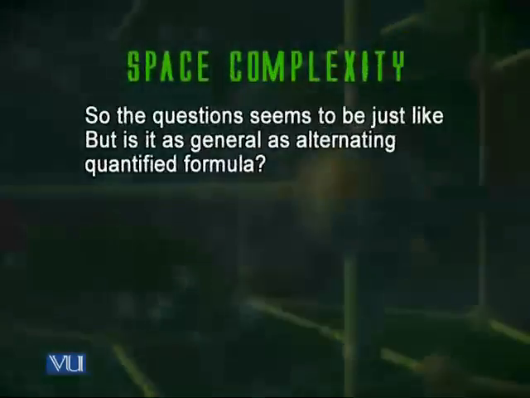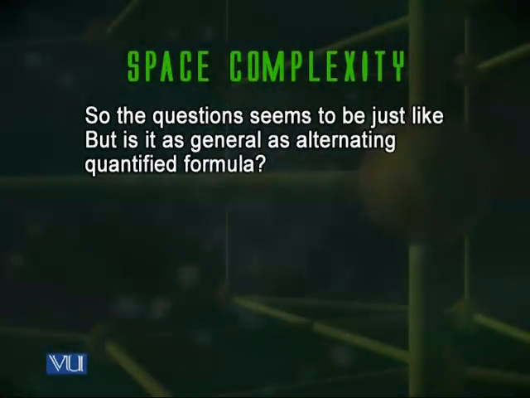Whenever you had problems asking whether there exists some structure, you could suspect that the problem was NP-complete. Similarly, whenever you see alternate quantification arising naturally in your problem, you should start suspecting that the problem is p-space complete. So as we see, this question once again seems to be just like an alternating quantified Boolean formula. But the question is, is it as general as an alternating quantified Boolean formula is?